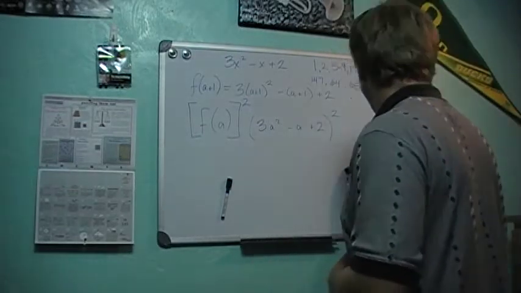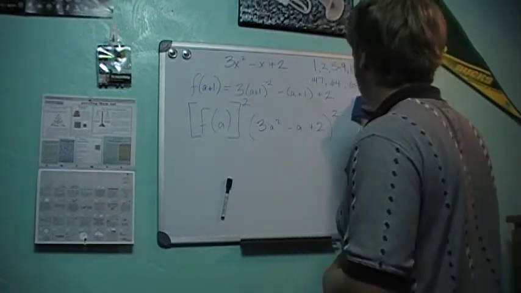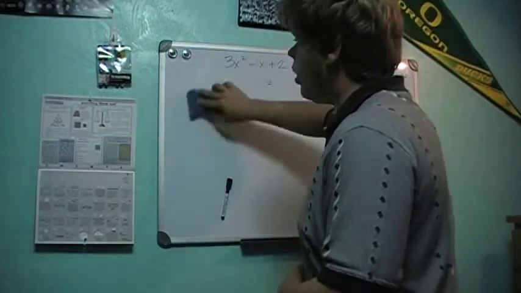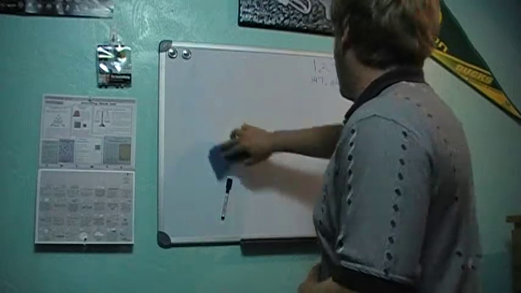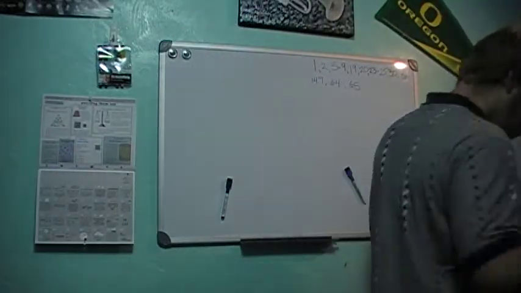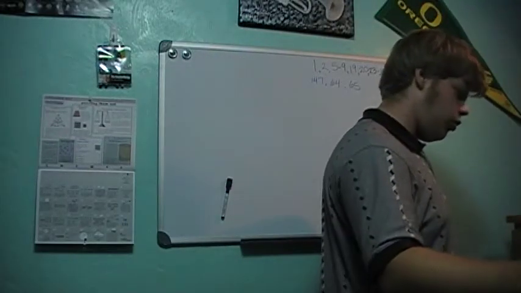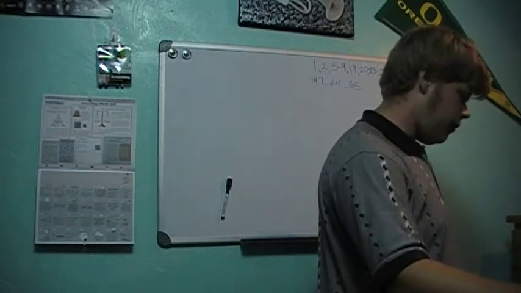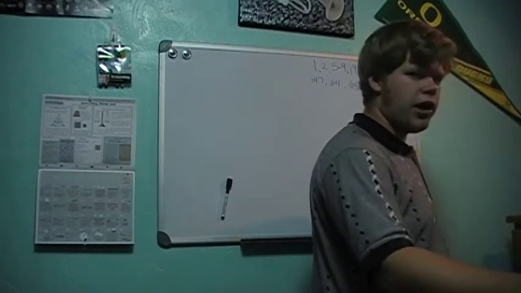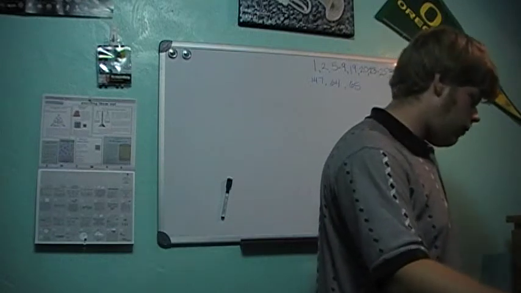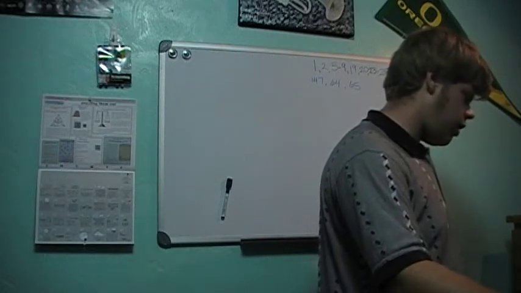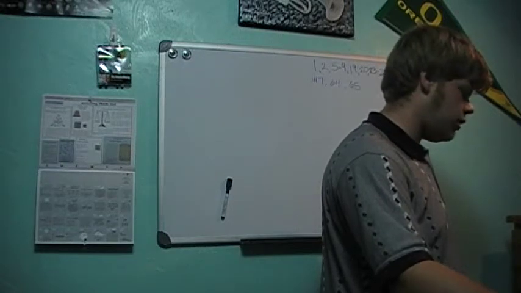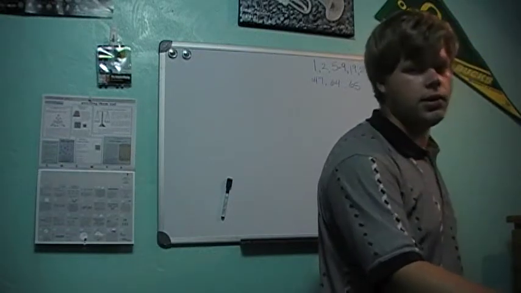Question 20 is a little tricky. It's the start of a word problem. And it is saying a spherical balloon with the radius of r inches has a volume of v of r equals 4/3 pi r cubed. Find a function that represents the amount of air required to inflate the balloon from a radius of r inches to a radius of r plus 1 inches.